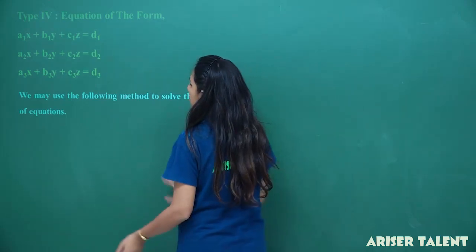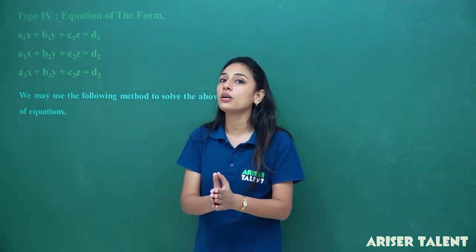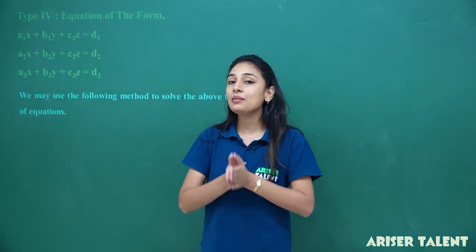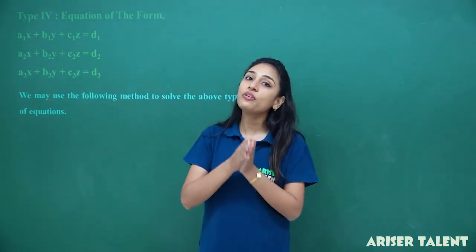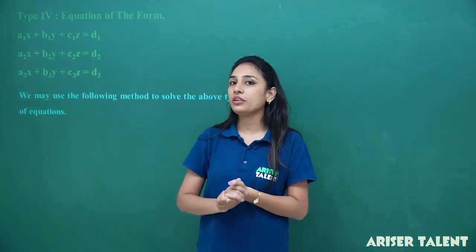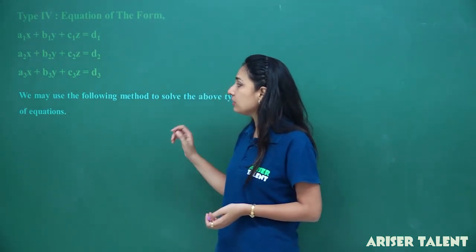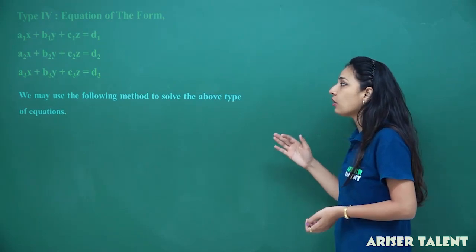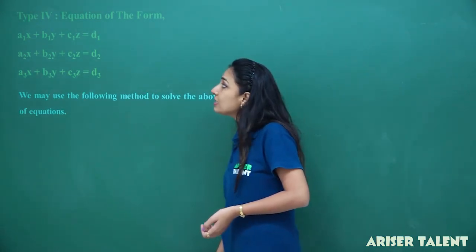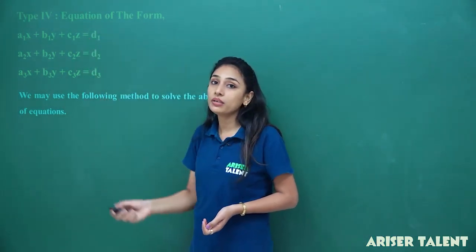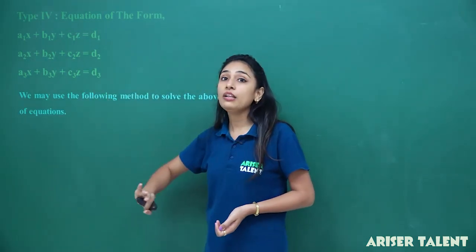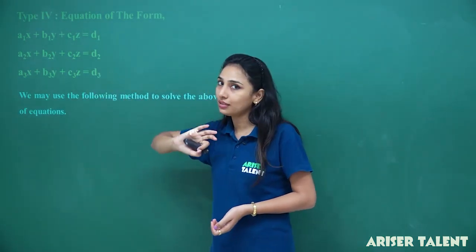We are having these three equations and this is for sure confirmed. If we are having the same number of equations as variables, we can easily find the solution. Mind this, students. Now what will be the procedure? We can use the following method to solve the above type of equation. We'll find the value of z from one equation, substitute in the second, and find the remaining value from the third. How?